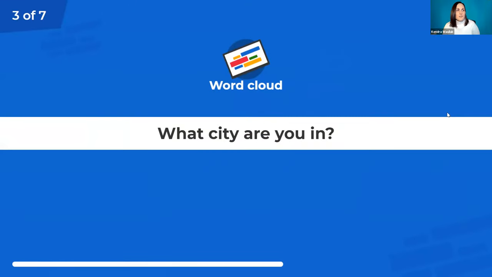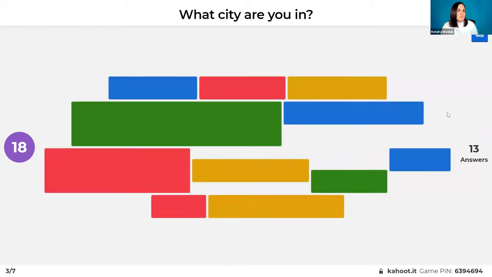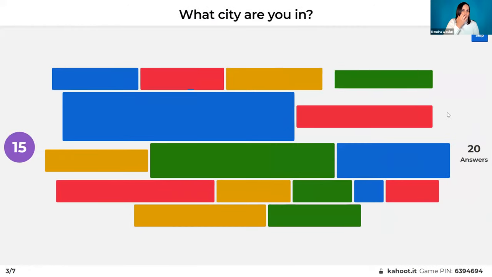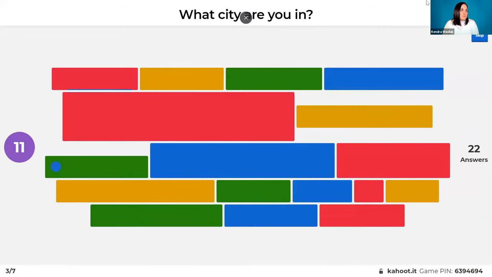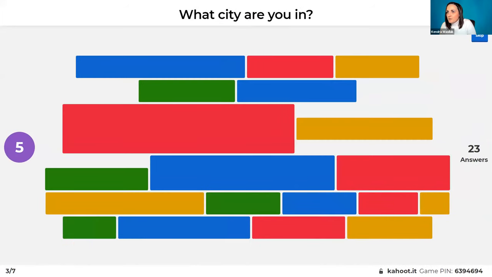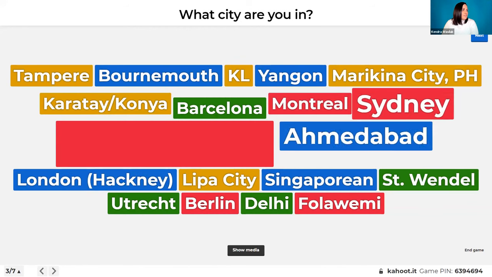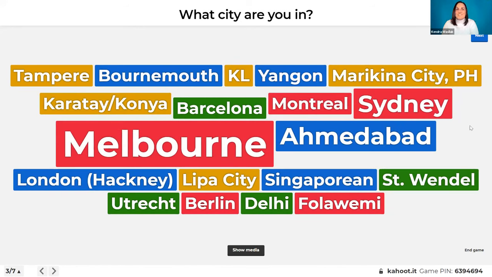Another word cloud. So we'd also like to know, you've told us what country you're in, we'd really like to know what city you're in. I'm biased because I'm in Melbourne, so I got to put up a Melbourne picture. Oh, we've got a few people in Glasgow. Excellent. Melbourne must be the most people. We're skewing it a little bit, I think, as the speakers. Brilliant.